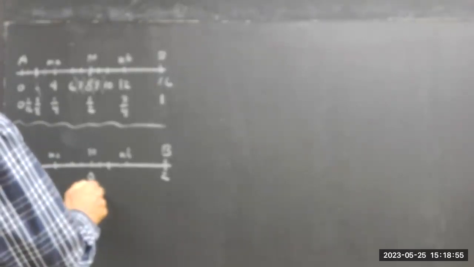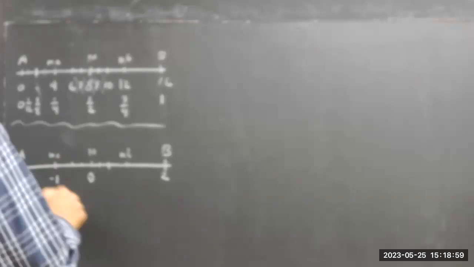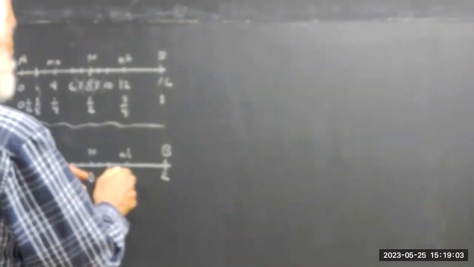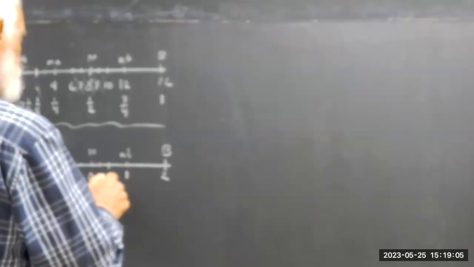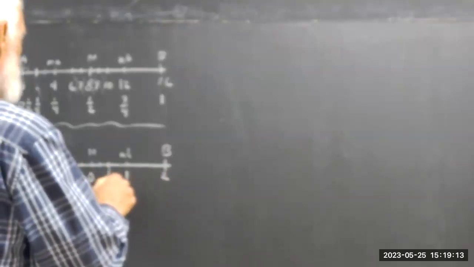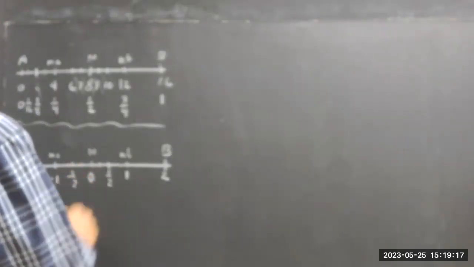Halfway from -2 to 0 is going to be here. That's going to be -1. Halfway between 0 and 2 is 1. Halfway between 0 and 1 is 1/2. Halfway between -1 and 0 is -1/2.